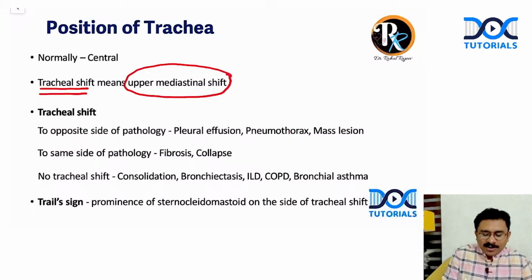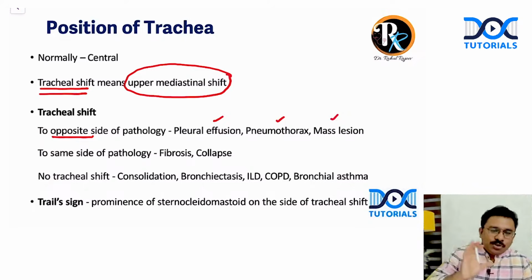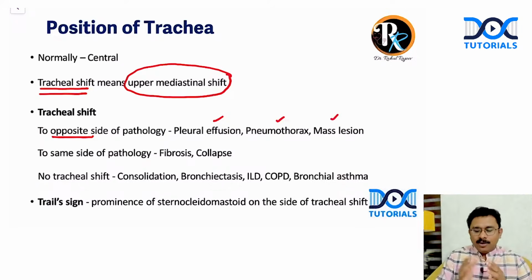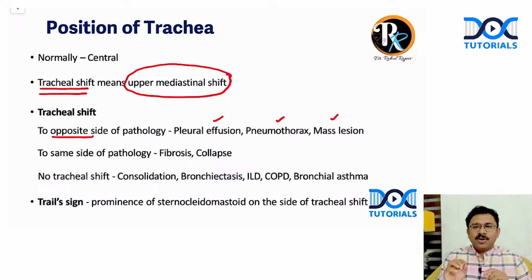Now, when you have a tracheal shift to the opposite side, you can think of these as pushing lesions. These are pleural effusion, pneumothorax, and mass lesion. Mass lesion means maybe a malignancy. But let me tell you something, and this is again very important. Often when students prepare for the Final MBBS practical, they learn that pleural effusion has tracheal shift, so it is one of the causes of tracheal shift.